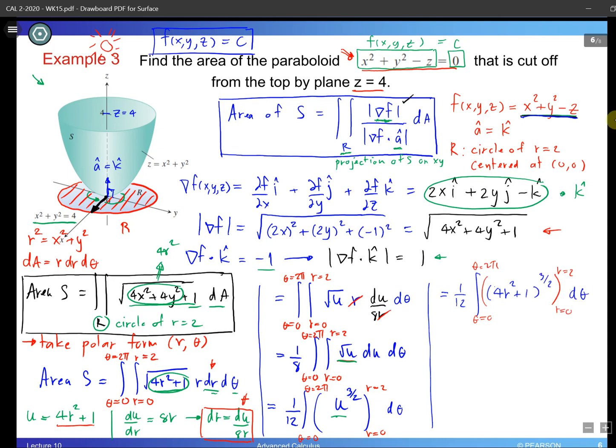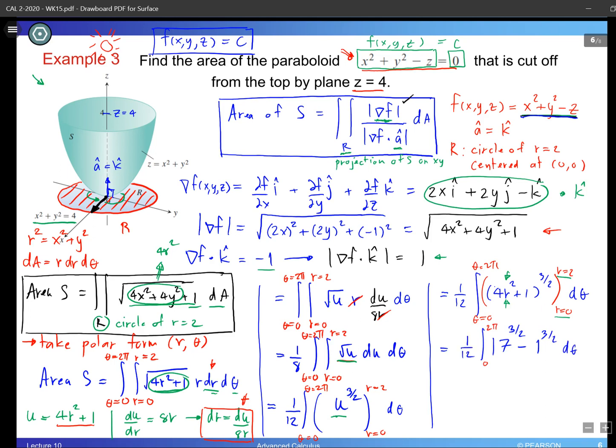Alright, now r equal to 2 goes in. This becomes 4, and becomes 16, so in the end we have this 17 for the first term: 17 to the power of 3 over 2. Now the second value of r goes in, r equal to 0. It goes in here, it becomes 0. So we have the second term, minus 1 to the power of 3 over 2. And we still need to integrate this with respect to theta, from theta equal to 0 to theta equal to 2 pi. And we still have this constant outside, 1 over 12.